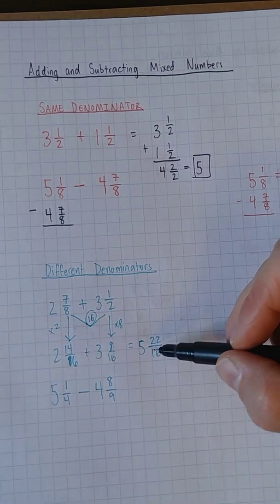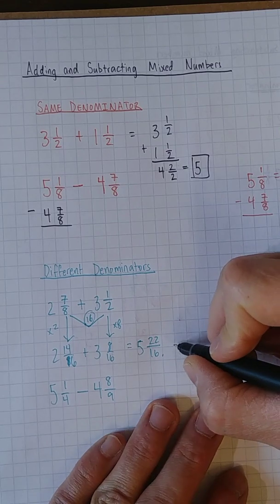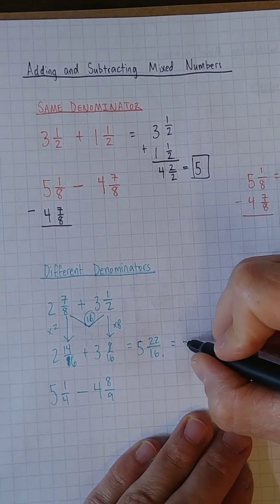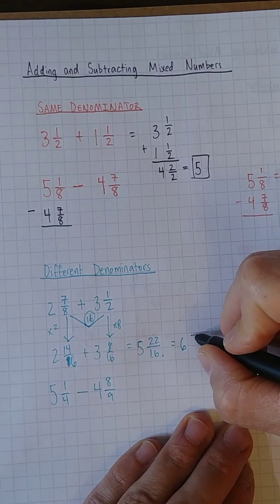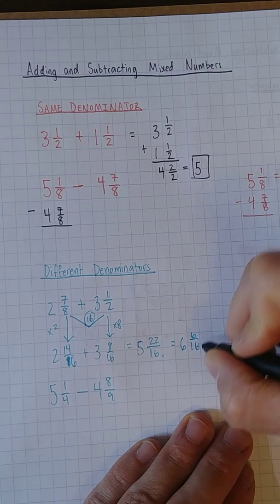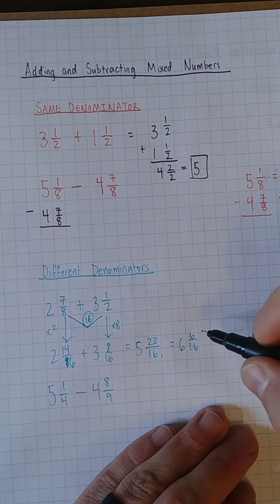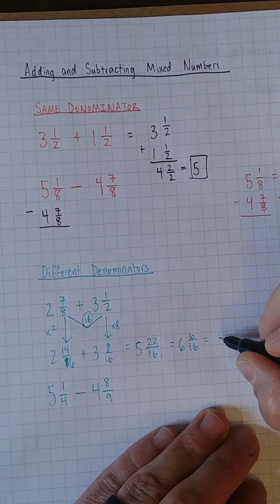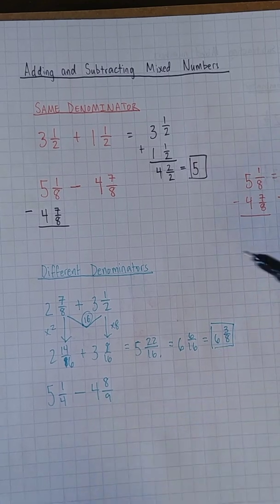So now I have an answer, but I'm not finished yet. I have 5 and 22/16. So let's see, 22/16 I know is greater than 1 whole. So this is going to convert to 6 and 6/16. And one more time, I can convert 6/16 to a simpler fraction because they're both even. If I divide them both by 2, I get 3/8. And now I'm done with that problem.